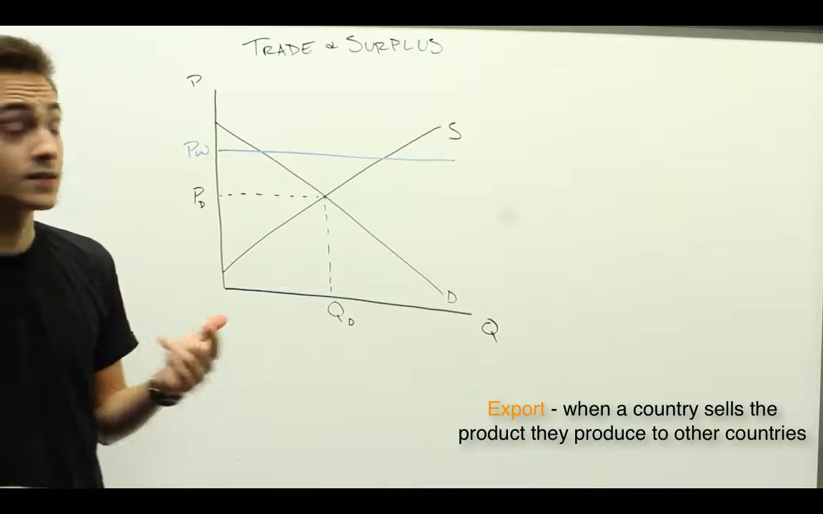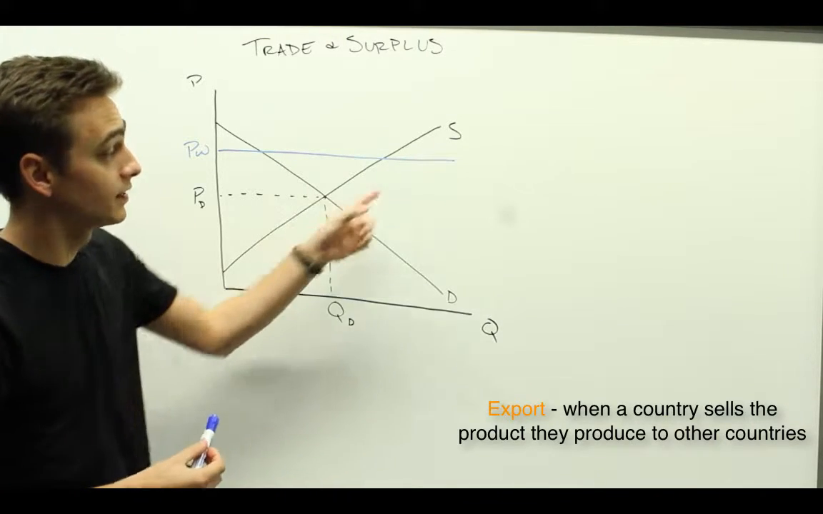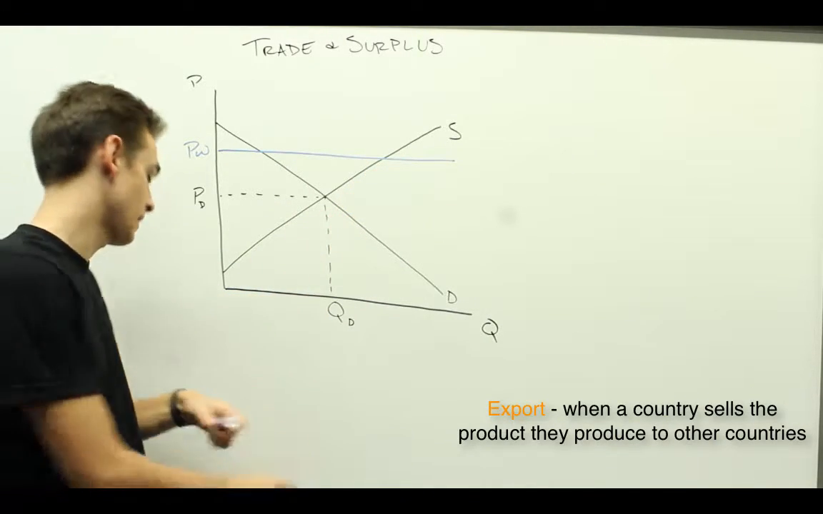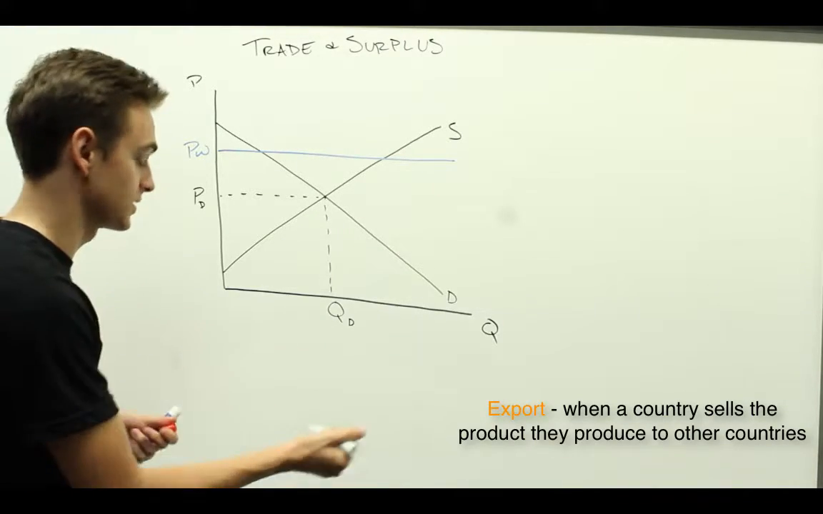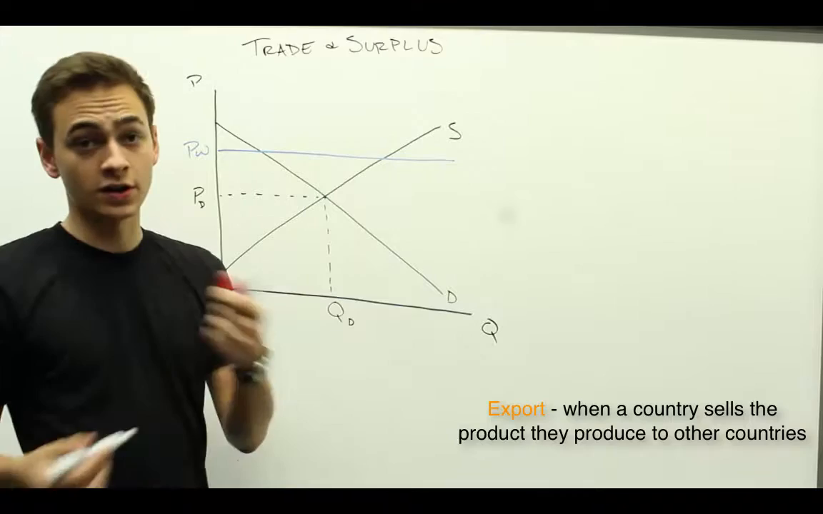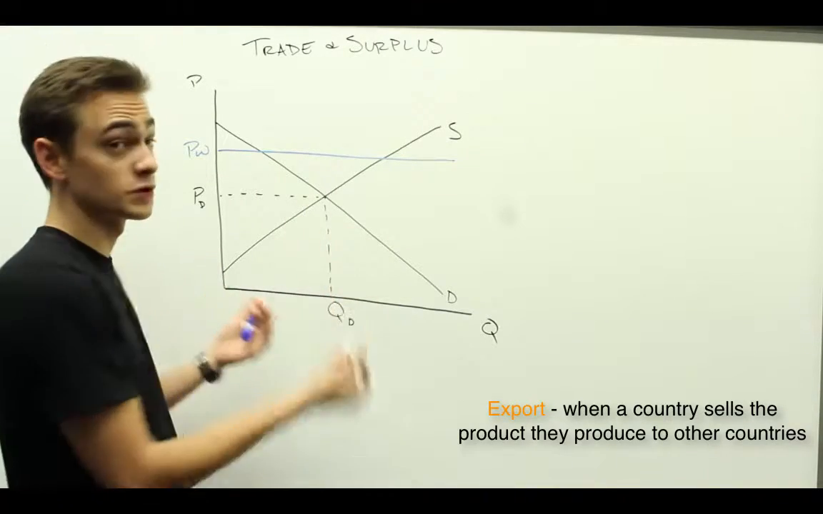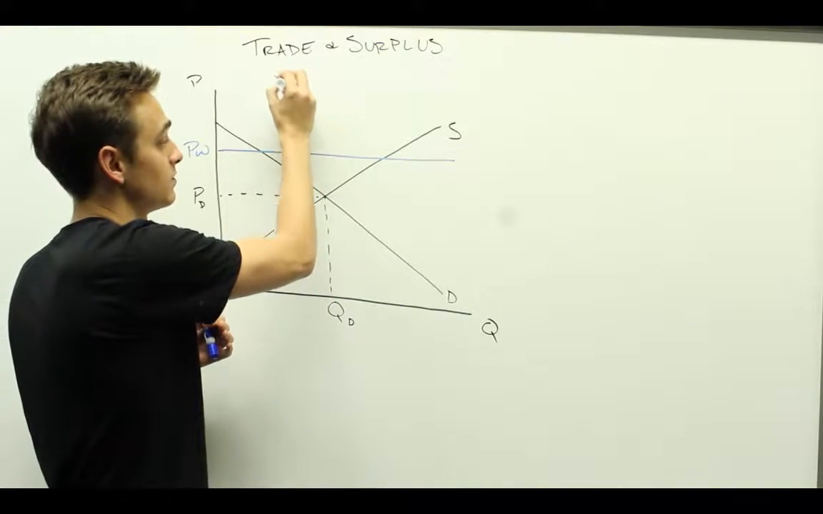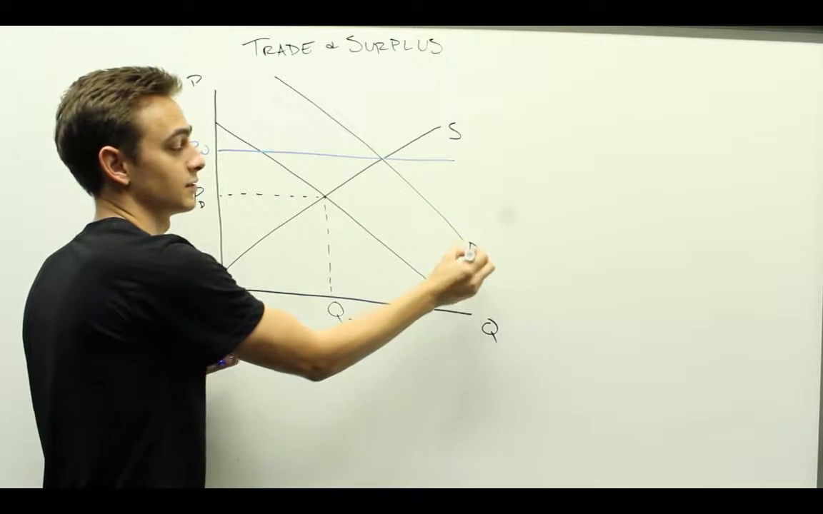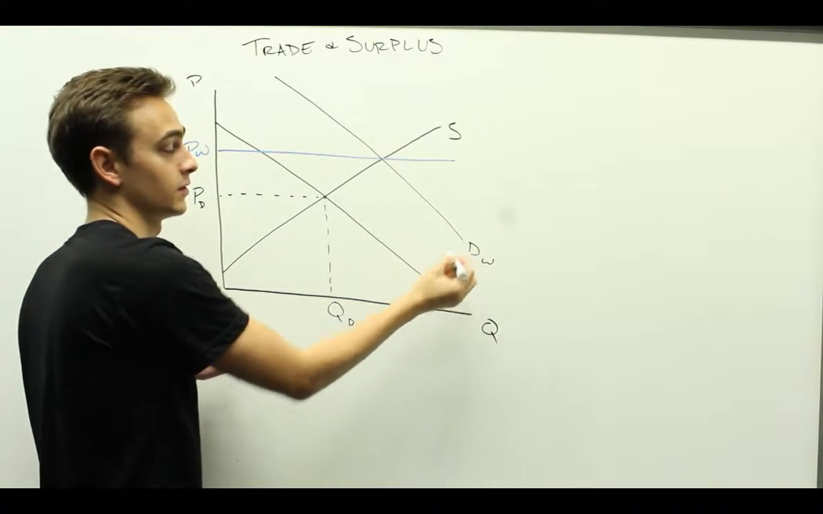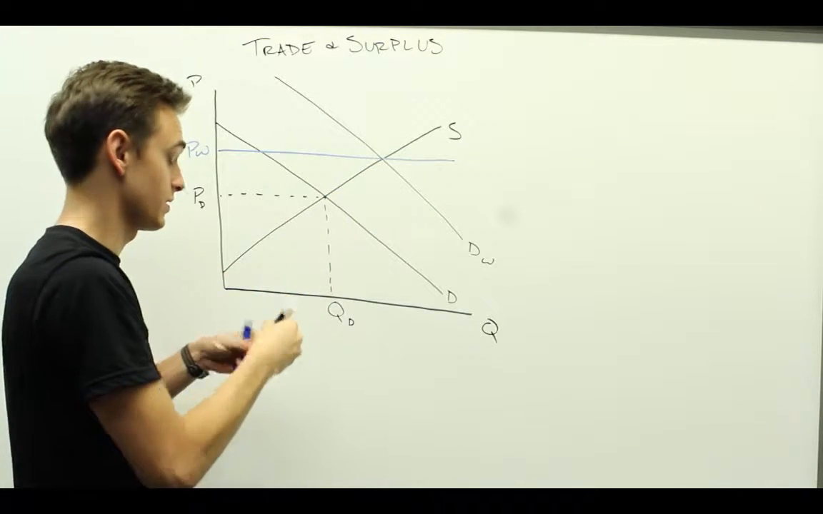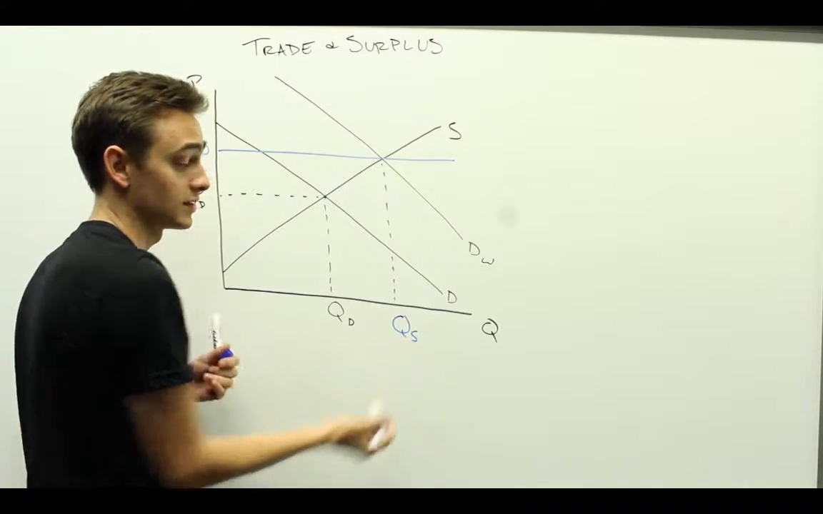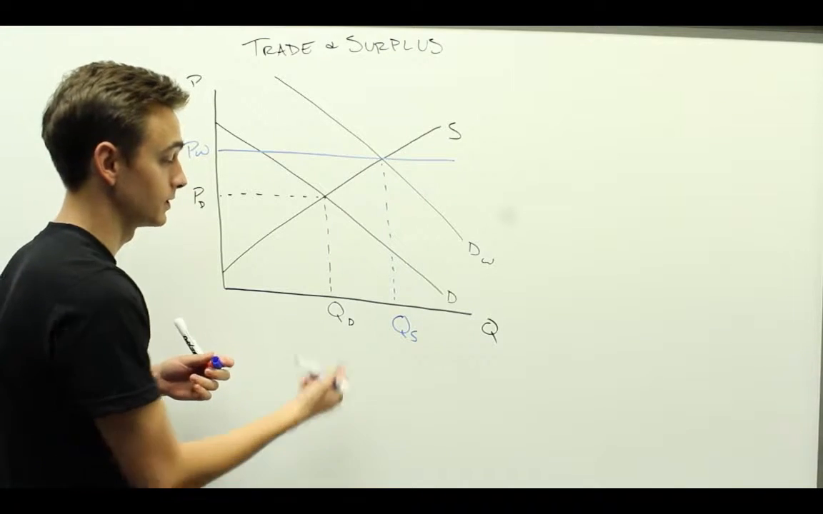Alright, so what this does is it changes the quantity supplied to right here, and you can think of it as a shift of the demand curve out. Let's just say that now there are all these other countries trying to get these goods, so there's more demand for it. Demand technically shifts out, so you can call that demand world. And that's why the suppliers in this country now produce at this point right here. So this right here is the quantity supplied in this country.